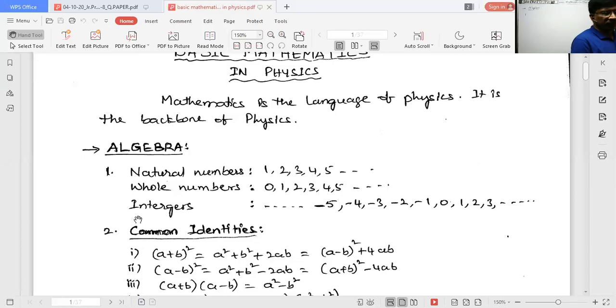Here also, I already displayed the formulas on the board, so you can simply see the notes. So in algebra, natural numbers means 1, 2, 3, 4, and so on. Whole numbers means... countable numbers are called natural numbers. Countable numbers means 1, 2, 3, 4, 5, 6, and so on, no?